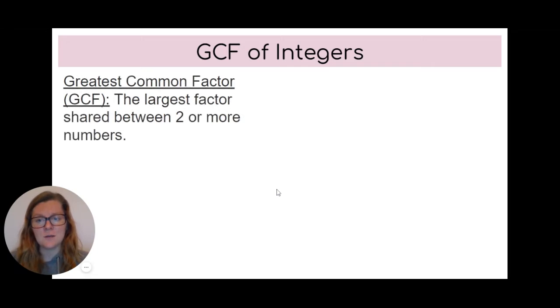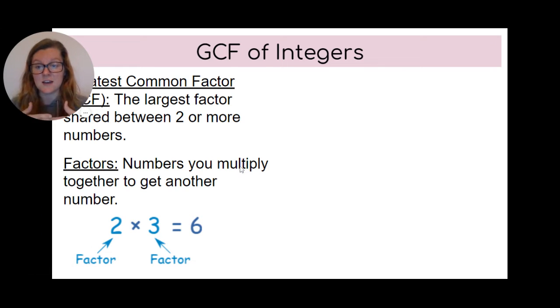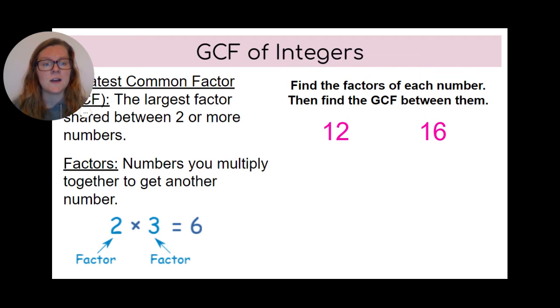When we are finding the greatest common factor, it is the largest factor shared between two or more numbers, and a lot of times we're just going to call it the GCF, which stands for greatest common factor. And a factor is just numbers that you multiply together to get another number. So for example, 2 and 3 here are factors of 6. So let's go ahead and look at an example. We want to find the factors of each number, then find the greatest common factor between those two numbers.